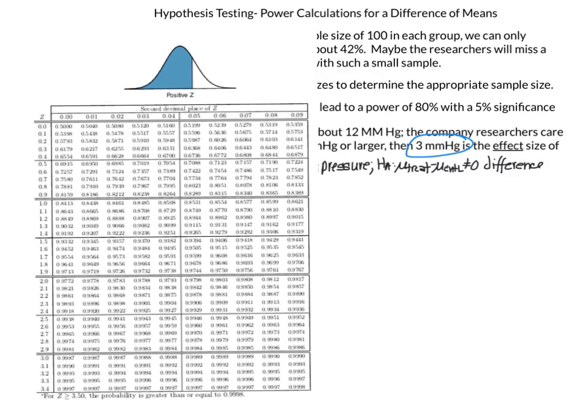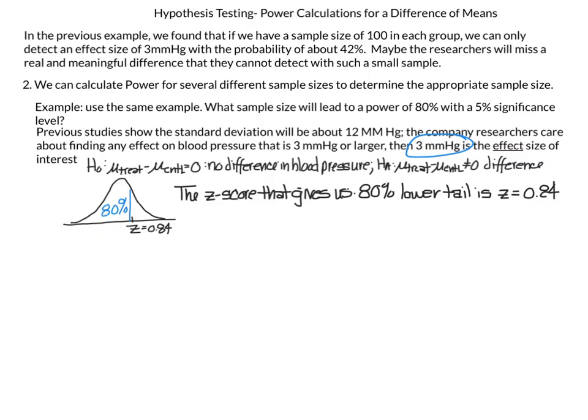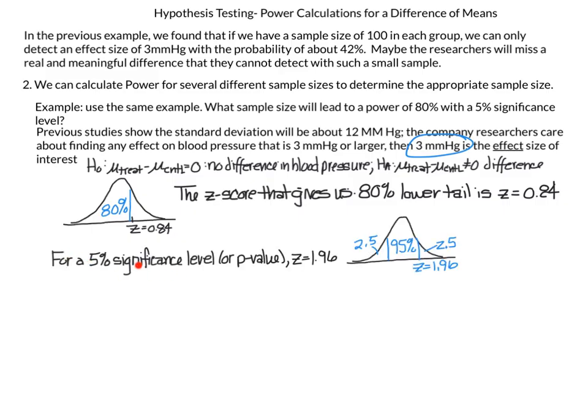Looking at our normal distribution table, if we want 80% of our data lower than our z-score for positive z-scores, we're talking about 80%, something between 0.84 and 0.85, right? Because this is 0.8, and then we're between 0.4 and 0.5. We are going to use z equals 0.84. And for 5% significance level, or p-value, we want our z-score to be 1.96.